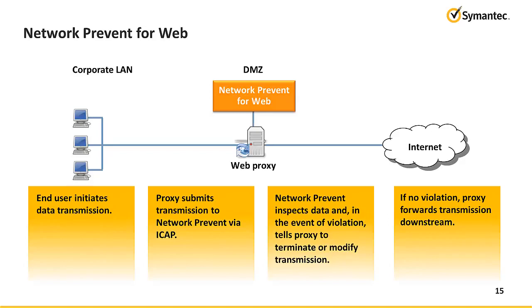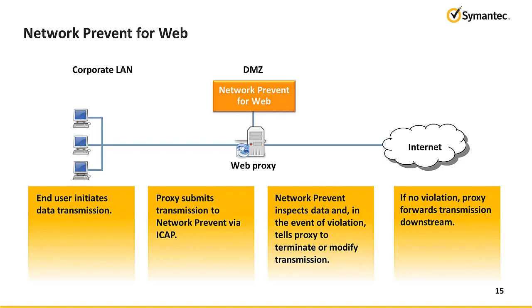Network Prevent for Web supports integration with Bluecoat Proxy SG, Symantec Web Gateway, McAfee Web Gateway, Cisco Web Security, F5, WebSense Web Security, and Squid proxies. For details on the latest proxy support, including the specific protocols supported for each proxy, please see the Symantec Data Loss Prevention System Requirements and Compatibility Guide.